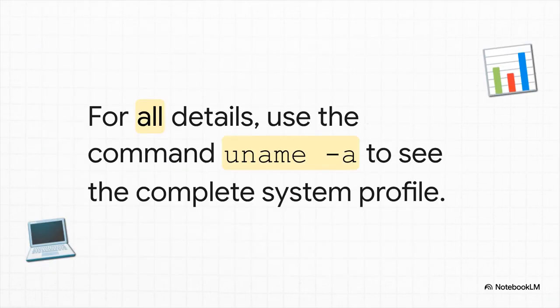Anyone can type uname. The real flex in an interview is typing uname -a. The little -a flag means all. It just dumps everything you could possibly want to know in one go. The host name, the kernel version, the hardware, the whole shebang. It shows you know how to get the full picture fast.